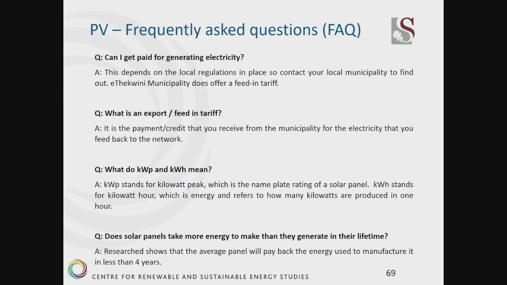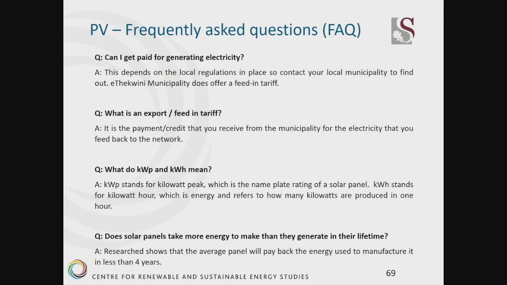What is an export or feed-in tariff? Well, that is the payment or the credit that you received from the municipality for the electricity that you feed back to the network. If you're working on credits, this might not be one-to-one, or the tariff you might earn less than what you pay for electricity. So make sure what the exact tariff is when you do connect.